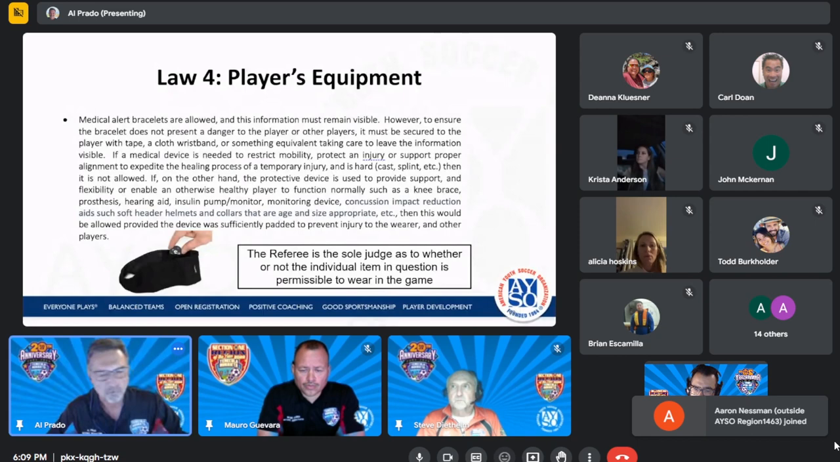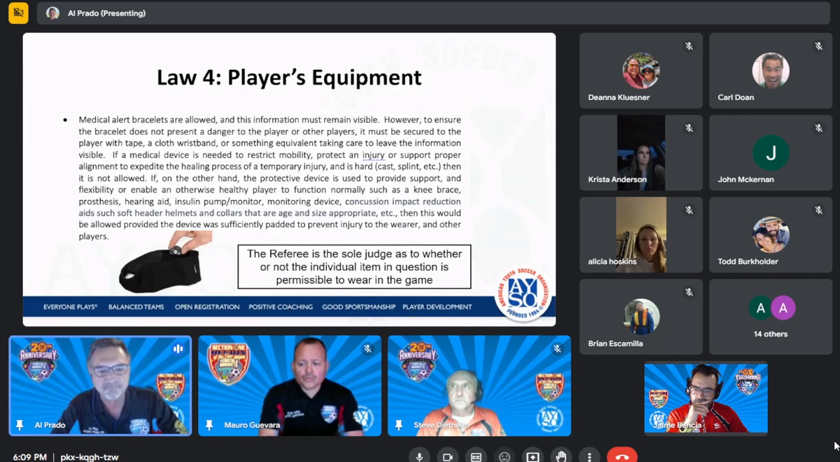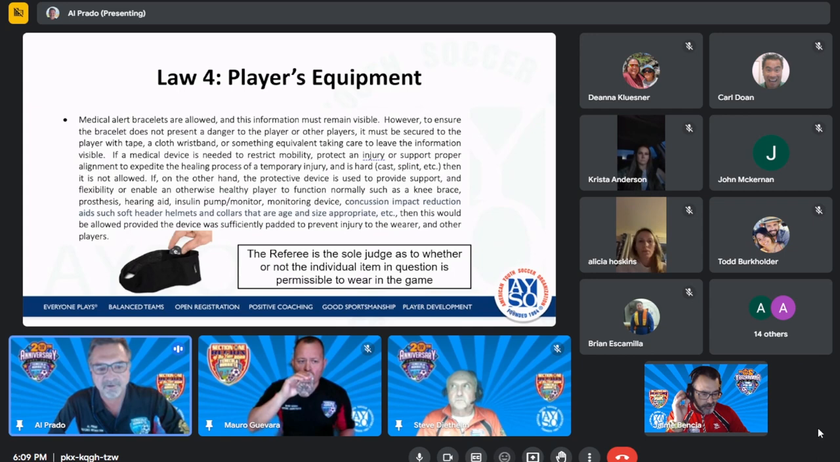Okay, we allow medical alert bracelets as long as they're taped and can't go under somebody's fingers. And the same thing for religious items. So it's the referee's decision to judge whether it's permissible or not.